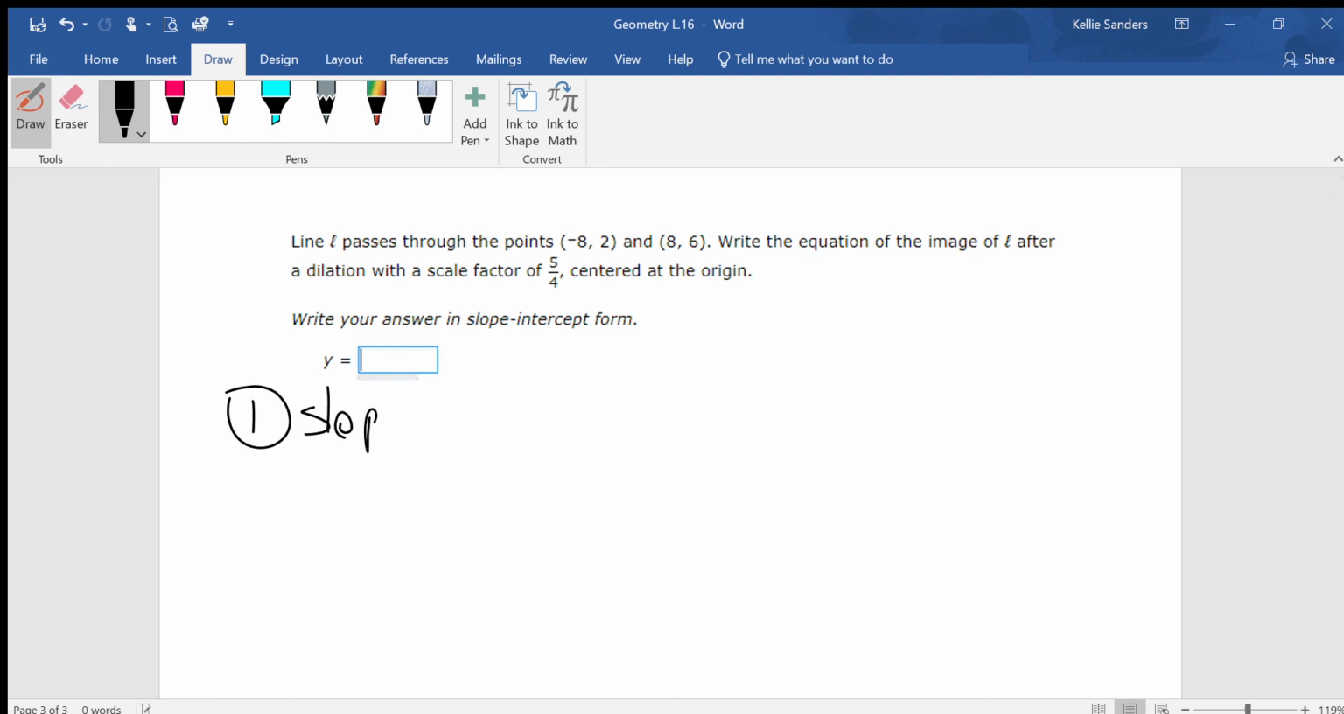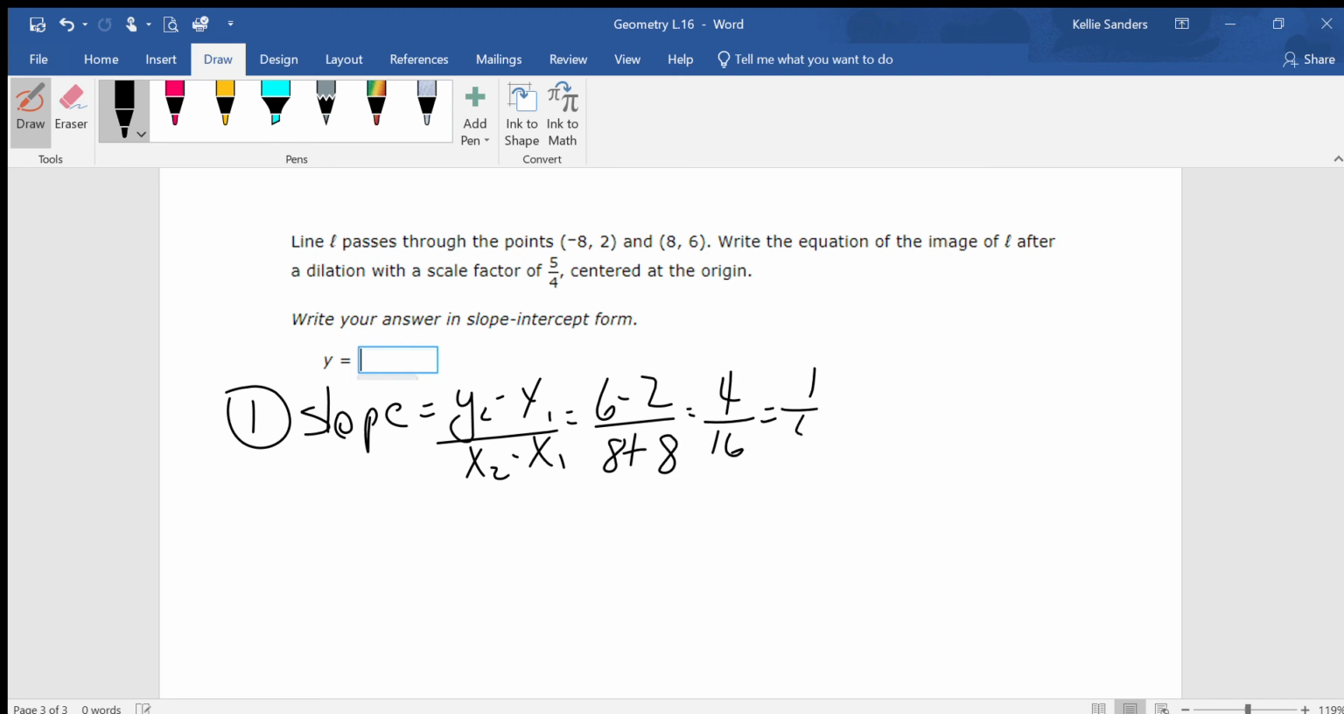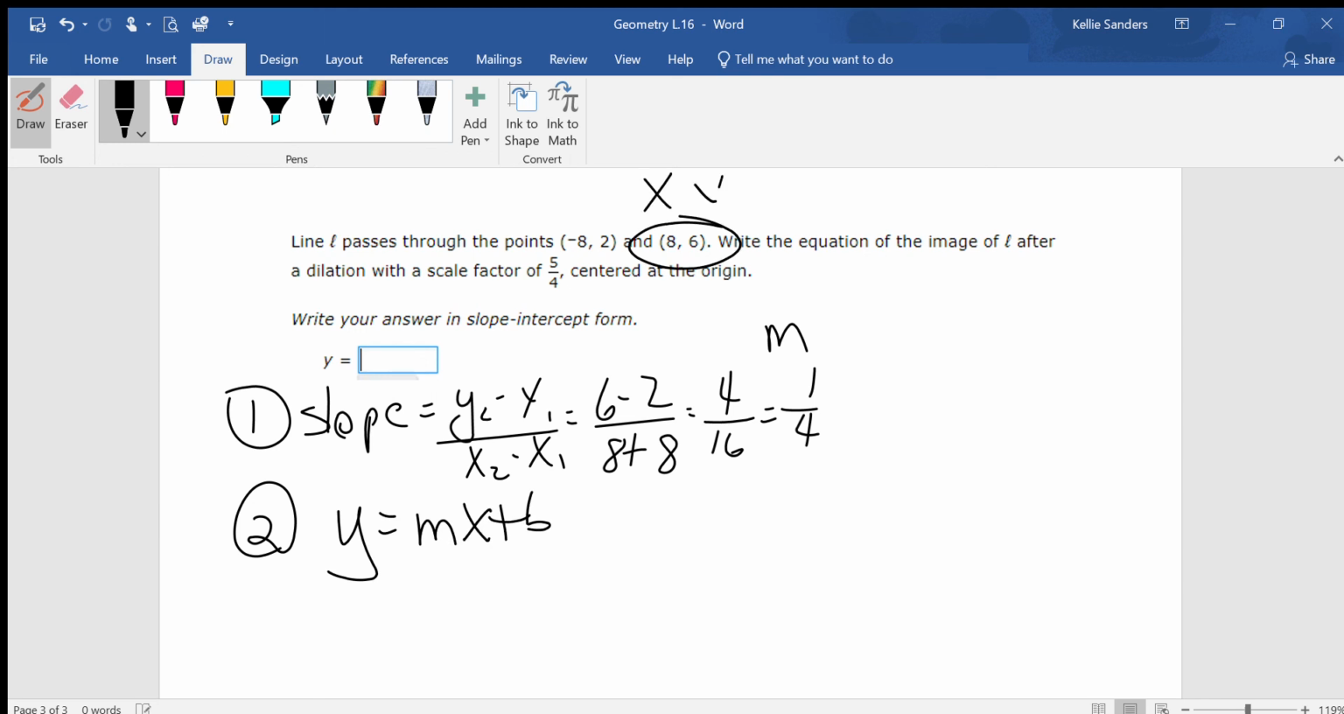Slope, y2 minus y1 over x2 minus x1. 6 minus 2, 8 minus a negative 8 is plus 8. 4 over 16, which is 1/4. That's my m. y equals mx plus b. Choose a point. I'll choose this. This is my x, this is my y, this is my m. So 6 equals 1/4 times 8 plus b.